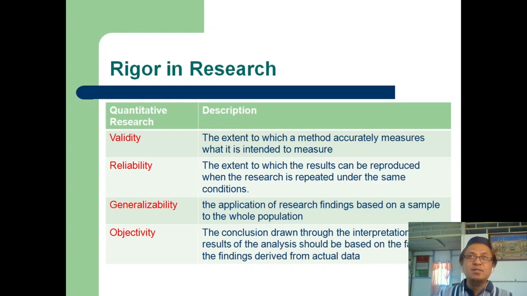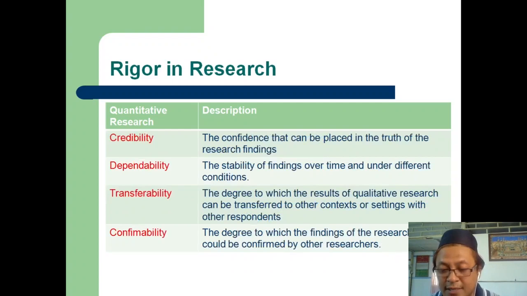Now, the last one is called objectivity. Objectivity is that we draw conclusions based on the results that we obtain. Remember, I've been telling you from the first part of the lecture on definition, we have to collect data from the field, we analyze the data, and the results we interpret will lead to our conclusion. So when we draw our conclusion, we have to make sure that it is purely based on the results that we analyze from the data that we collect.